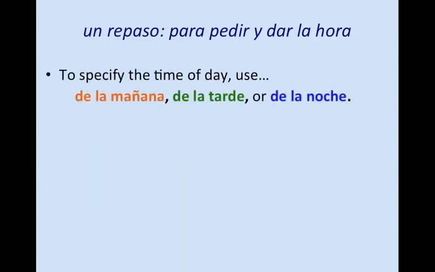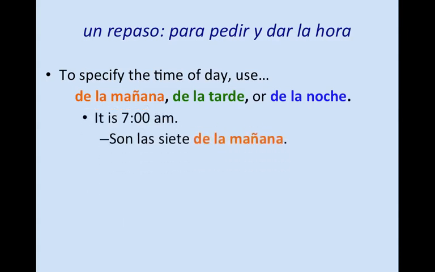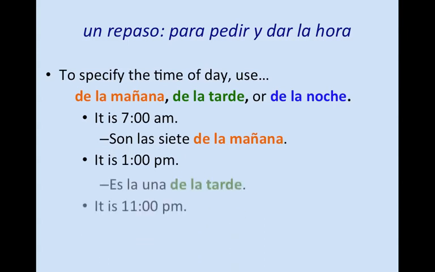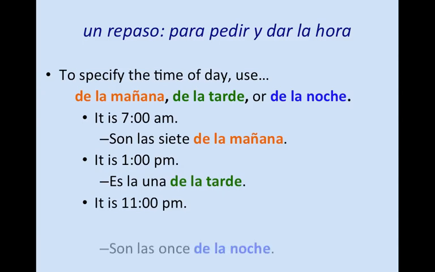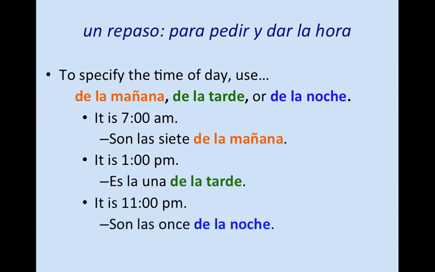To specify the time of day, you use de la mañana, de la tarde, or de la noche. To say it's 7 in the morning, repitan, son las 7 de la mañana. To say it's 1 in the afternoon, repitan, es la 1 de la tarde. To say it's 11 at night, repitan, son las 11 de la noche.